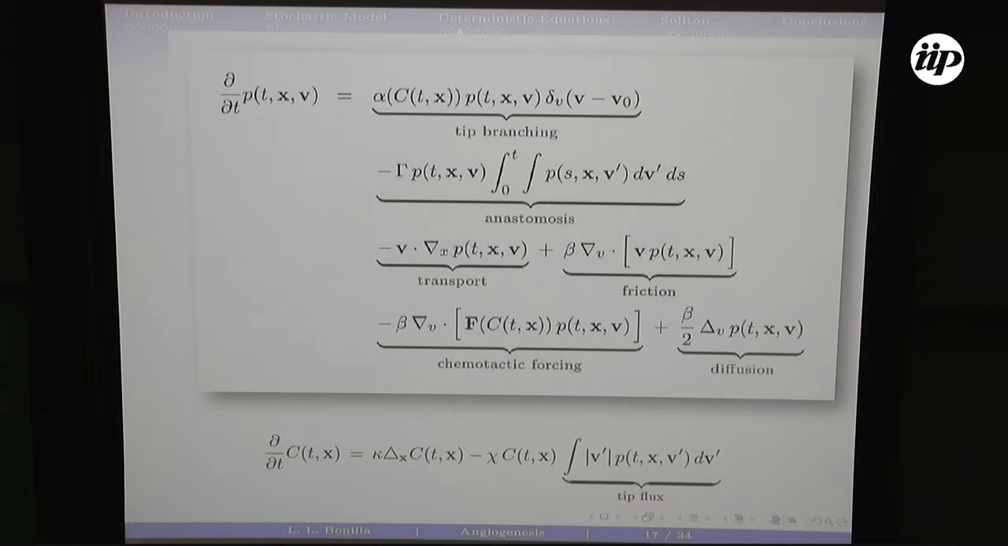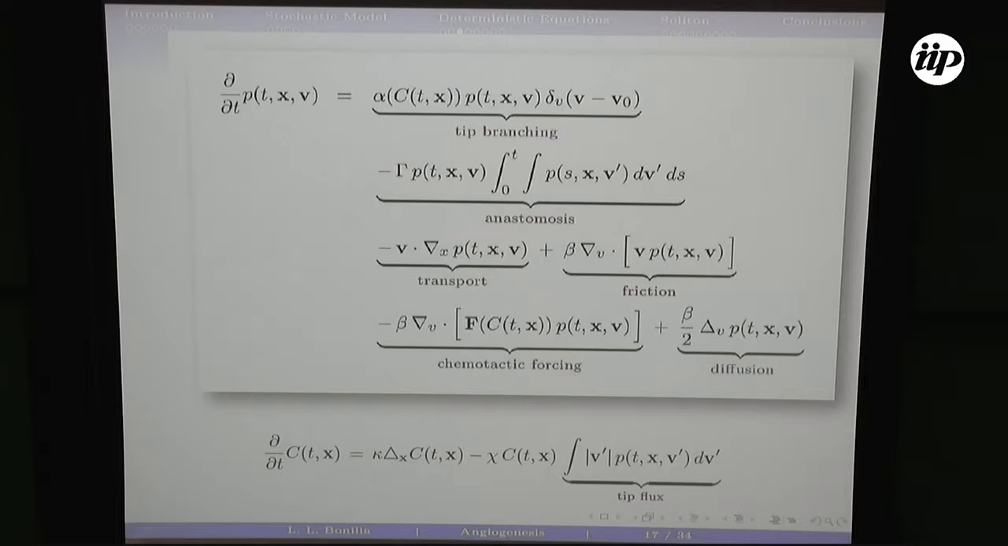Okay, so these are the equations that we derived. This part is totally conventional because it's like going from the stochastic Langevin equations to the Fokker-Planck version of the equation. So this is the friction. This is the chemotactic forcing. And then here you have just the convection. And this is due to the Brownian motion. The new terms are these two terms. So this one is what you would expect by putting a source of new tips created according to the random process. So it's proportional to that number. And since it's selected with a Gaussian around this value, you just put that.